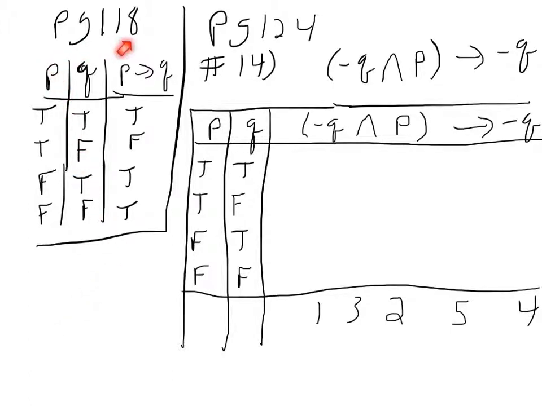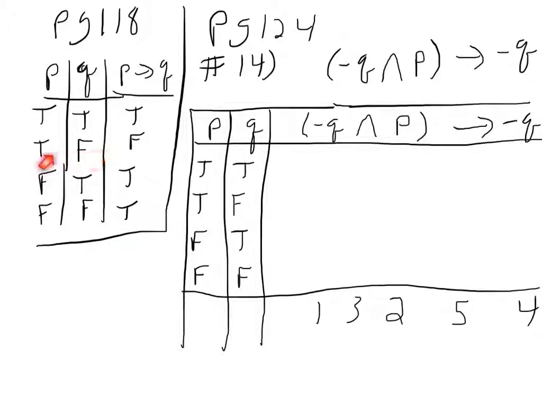On page 118, you'll find this table, which is crucial to doing if-thens or conditionals. You have two statements, P and Q, and then here's all the possible arrangements. They both could be true statements, or first one's true, second one's false, or vice versa. First one's false, second one's true, or they're both false. And here is the outcome.